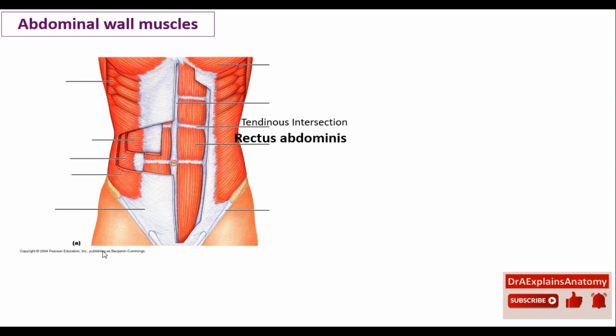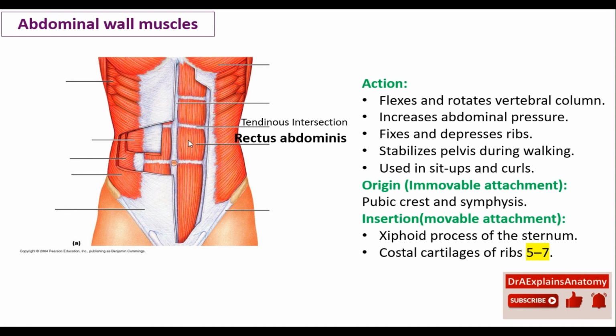Moving to the second muscle, which is the rectus abdominis muscle. The rectus abdominis muscle is one of the abdominal wall muscles. The action: it flexes and rotates the vertebral column. So we have 24 vertebrae in the vertebral column. It increases the abdominal pressure, also fixes and depresses the ribs in the chest. It stabilizes the pelvis during walking, used in sit-ups and curls.